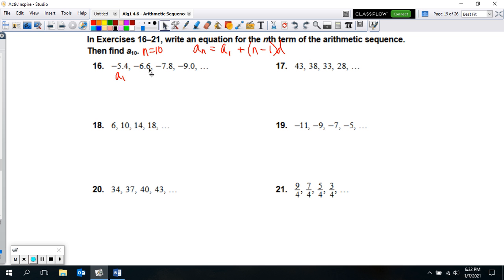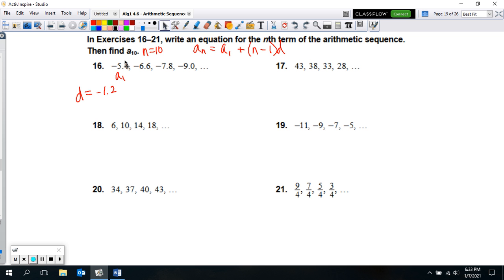So 5.4 to 6.6. That common difference there is 1.2, and since it's going further down in the negatives, you've got to realize that even though the numbers are getting bigger, they're actually getting bigger in the negative direction. That's why it's going to be a negative 1.2 for your common difference. That's important, not to get the sign wrong.